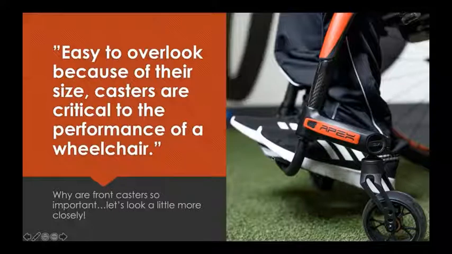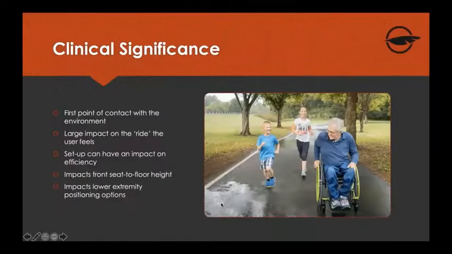It's easy to kind of forget about the importance and to forget the impact that it will have on the user. So what's the clinical significance of it? I think really, if you think about it, it is the first point of contact with the environment. It also can have a huge impact on the ride that the user feels, so that vibration or just the feel of the road or the surface that they're going on. And it can really have an impact on efficiency. It will also affect things like front seat to floor height, and we'll go on to all these things in more detail. It'll also impact your ability to position the lower extremities how you want.